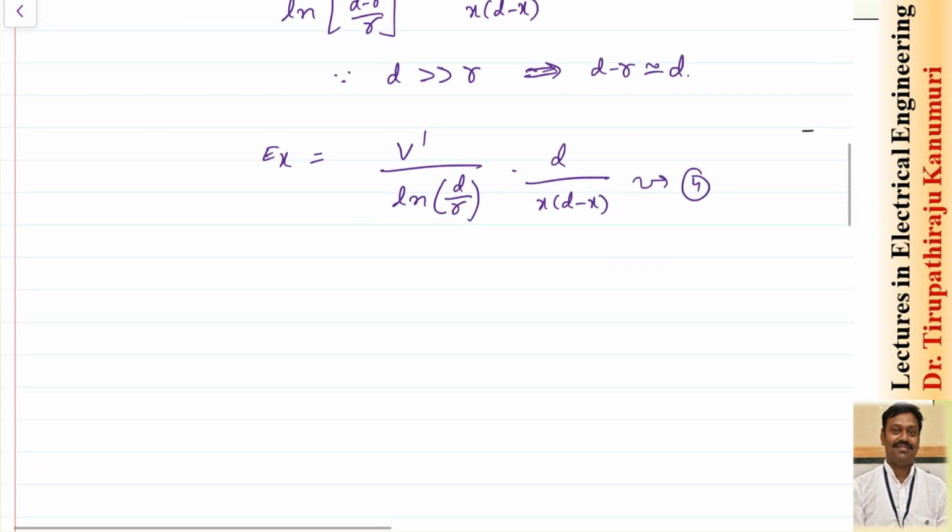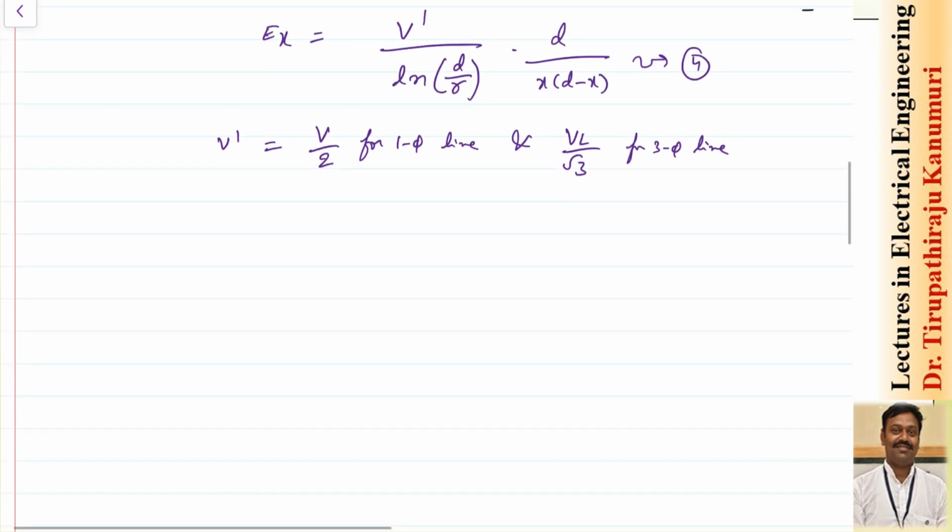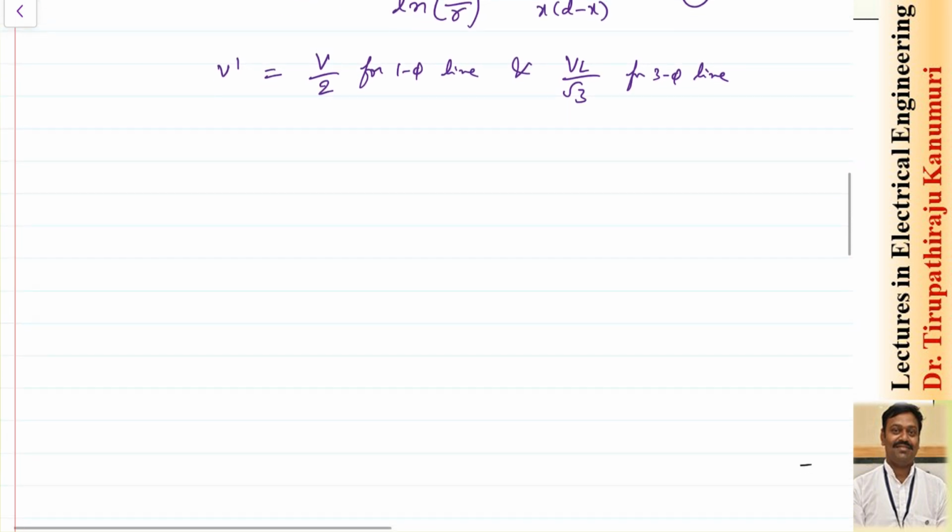So how will this value of V dash be there? The value of V dash will be equal to your supply voltage divided by 2 for a single phase transmission line, and this value will be equal to VL divided by root 3 for the 3 phase line. Because in the single phase line, one conductor will be the positive conductor, the second conductor will act as a return path. So the potential will become 0 in the center. How this comes, please refer to the EMF lectures where I have taught it in detail.